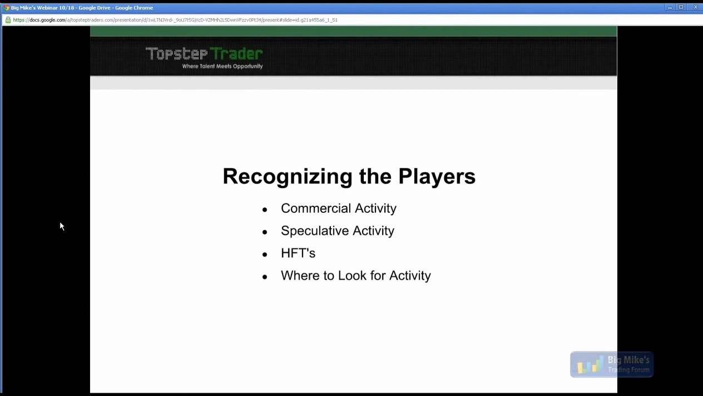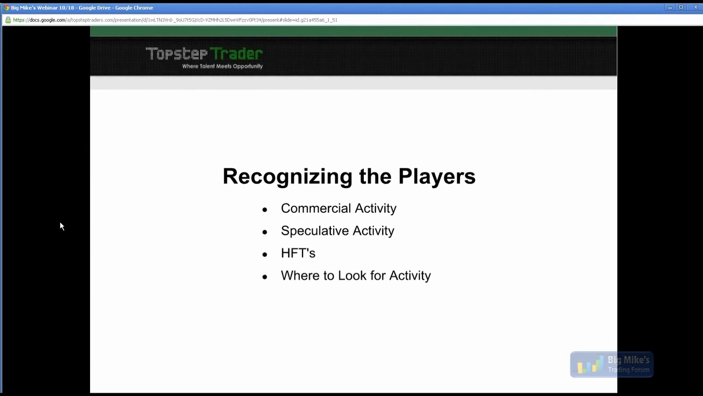So the HFTs really are kind of the scalpers in these markets. They're making lots and lots of little trades for a tick or two. And it makes it very difficult for traders who are trying to do the same thing discretionarily. If you're thinking you're seeing HFT activity, you probably are, but in the grand scheme of things, I think they wield very little long-term directional influence.